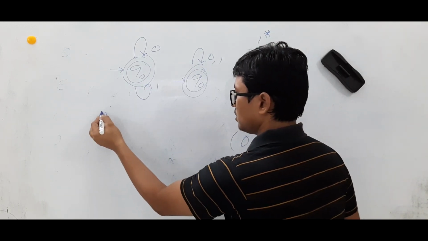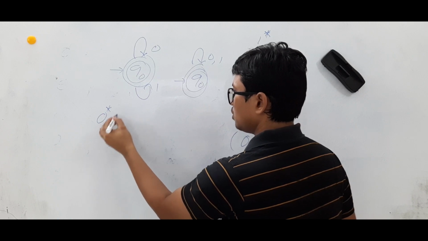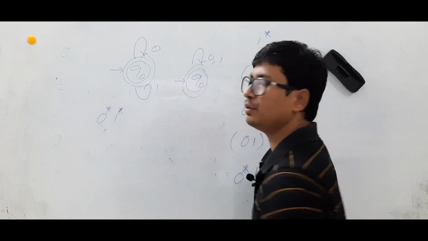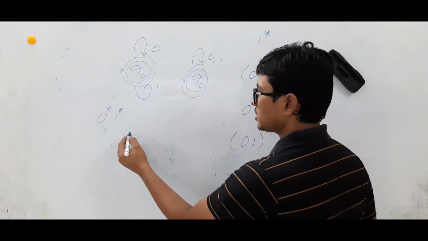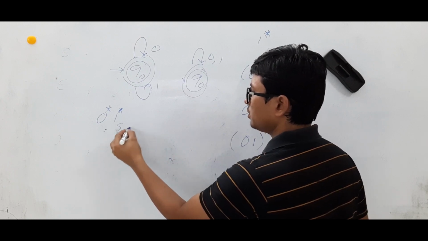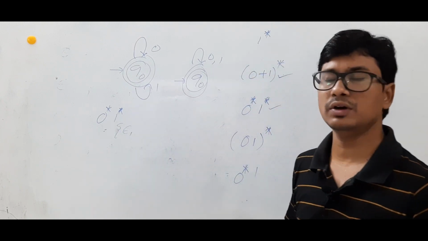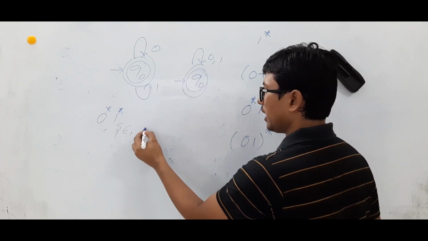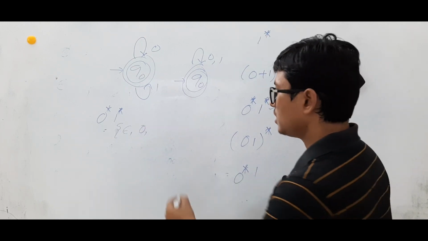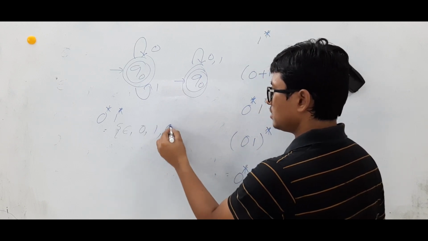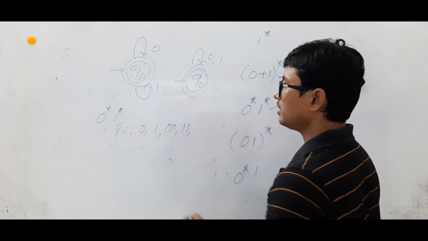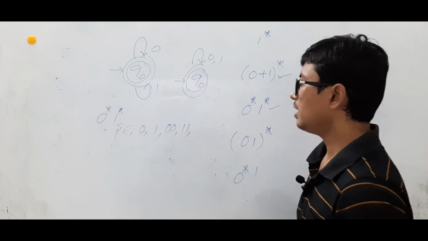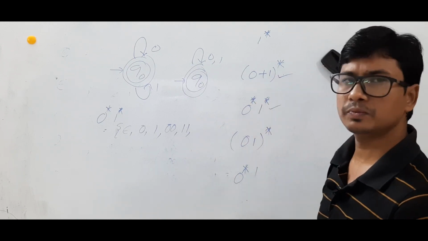0 star, 1 star. So how can I do it? What is the smallest string possible? If both are 0, length 0, I can take it as epsilon. And another one is that I can get a single 0, a single 1, 0 0, 1 1, all these things. Okay, now what is the difference between these two?